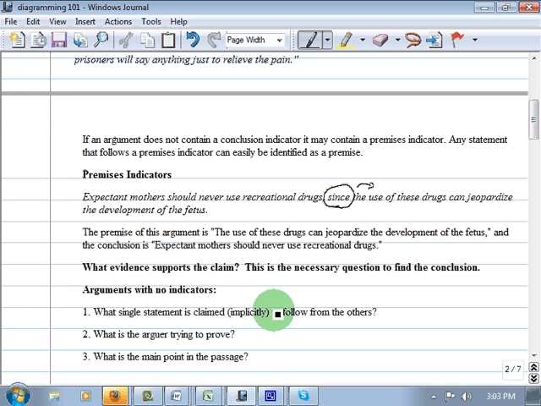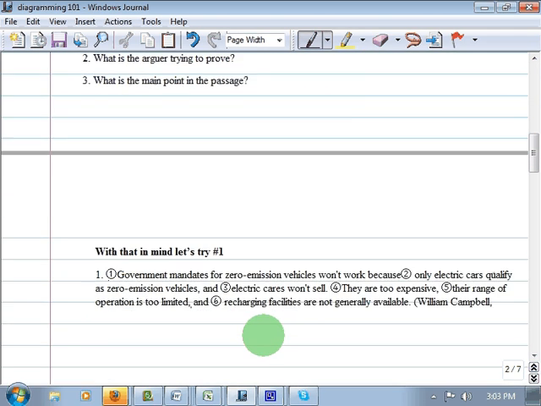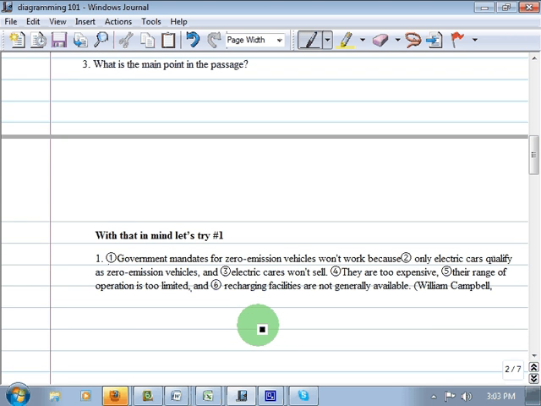So with that in mind, we're going to move on down and try number one that was in your soft chalk. And this is where you, remember, are going to find the answers, but I just wanted to go over something very quickly. Okay, so here I notice that everything is numbered for you. Isn't that nice? Nice and pretty. So, 1, government mandates for zero emissions vehicles won't work because 2, only electric cars qualify as zero emission vehicles, and 3, electric cars won't sell. 4, they are too expensive, 5, their range is limited, and 6, recharging facilities are not generally reliable.